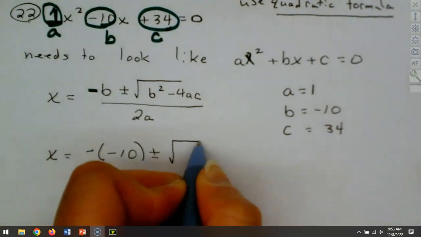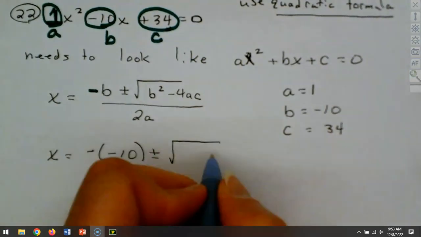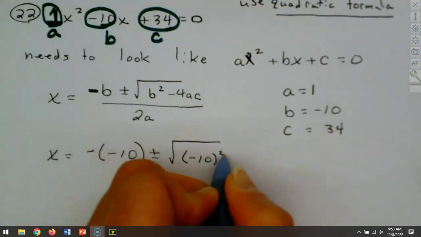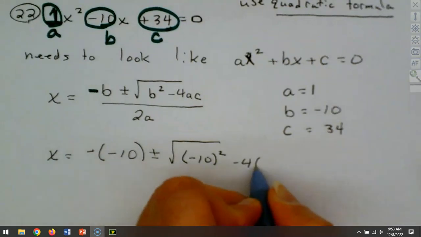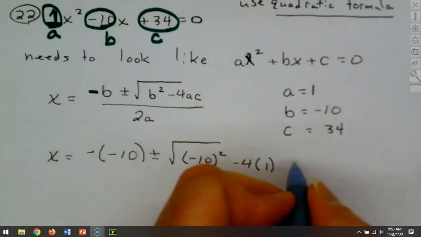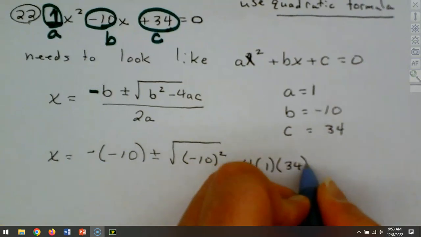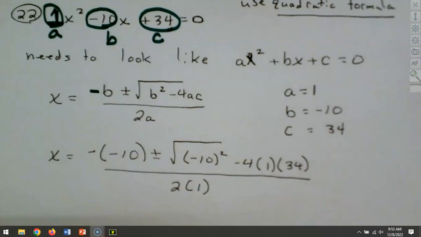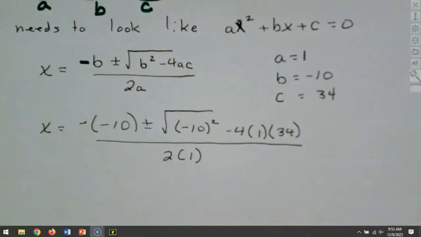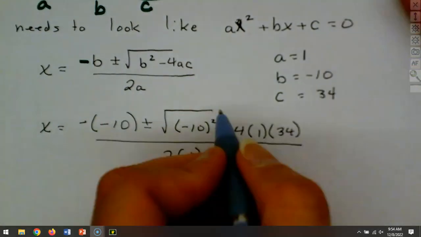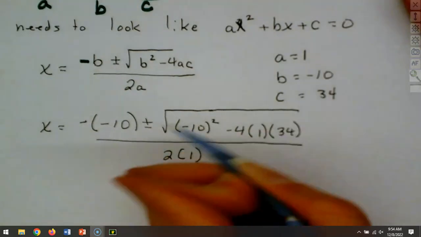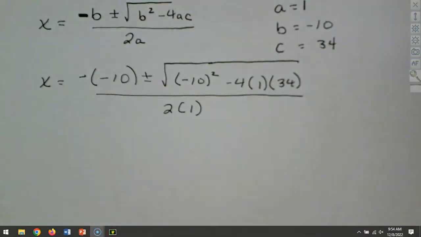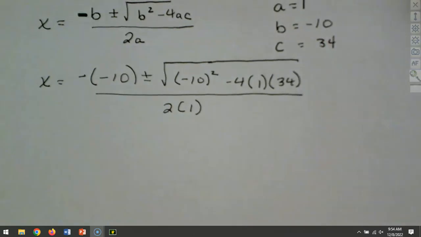And then we've got plus or minus b squared, which is a negative 10 squared, minus 4 times a, which is 1, c, which is 34, and that is all over 2 times 1. Okay, is everyone all right with how I plug the numbers in? If not, make sure you say something. I'll do one more step, and I'll let you break it all down. Okay, so let's do one more step.